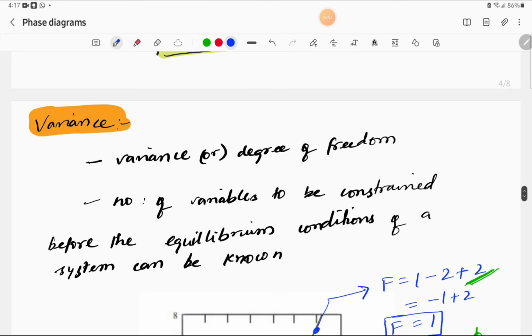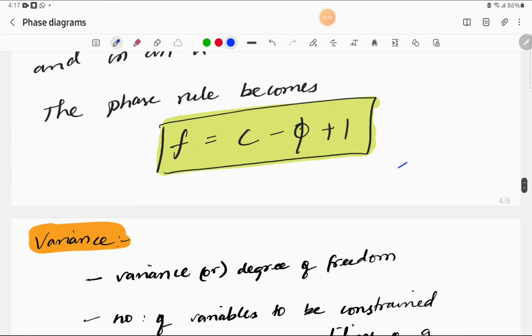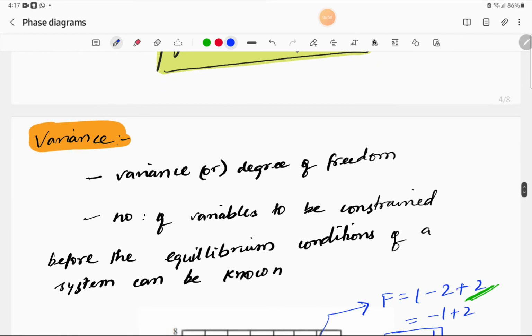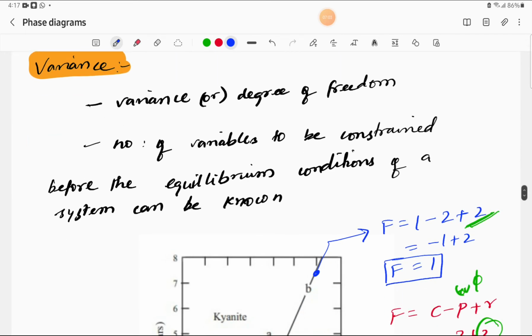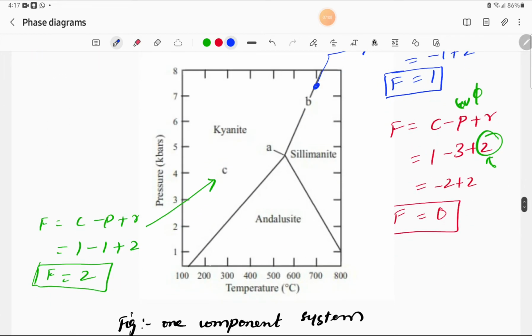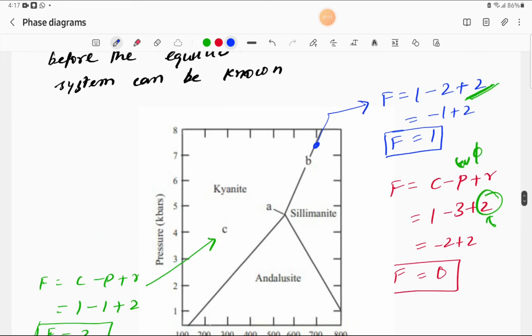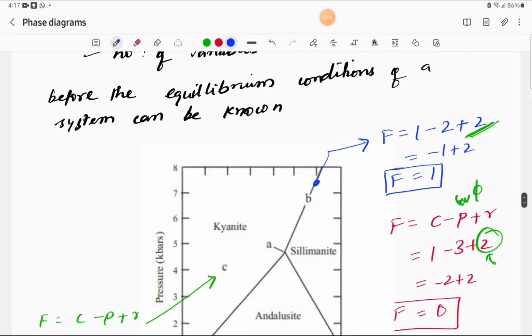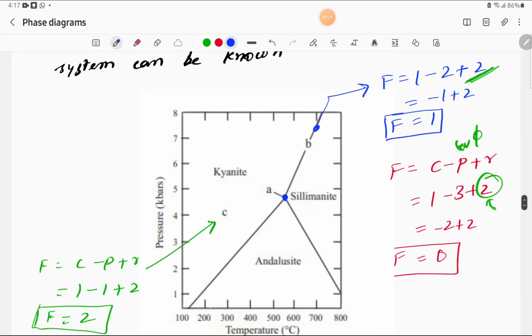Then comes variance, or degree of freedom, which is F. What is variance? It is the number of variables to be constrained before the equilibrium condition of a system can be known. So let's consider the same Al2SiO5 system. What is the degree of freedom? Let's consider point A. According to the Gibbs phase rule, F is equal to C minus phi plus R, where R is the intensive variables, pressure and temperature.